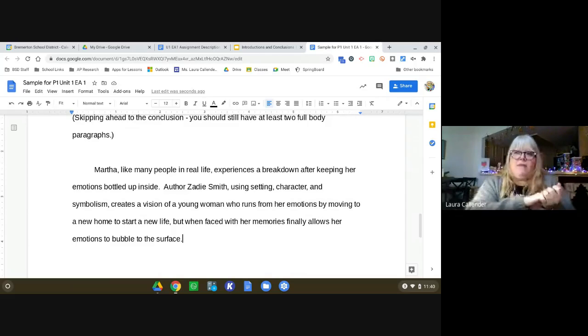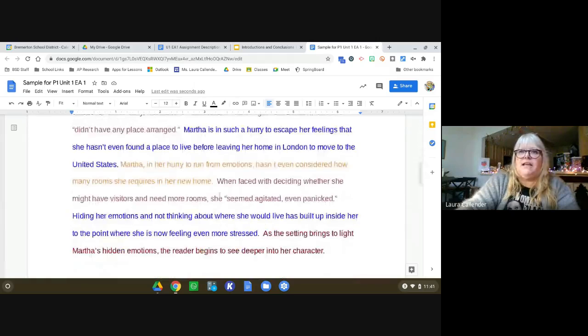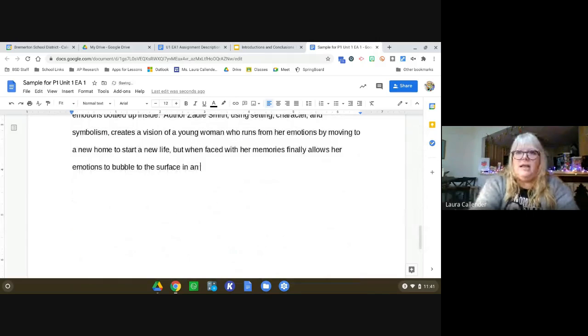But when faced with her memories, so she's faced with the symbols of things that remind her of things, finally allows her emotions to bubble to the surface in a... I said breakdown already. And what was the word I used in my introduction? So I always want to go back to my introduction. Explosion. I'm going to use, because I used an explosion, in a tearful explosion. Okay. All right. Now, so I've done the literal. I've told you what I told you before. I've tied it all together into a sentence that is interpretive.